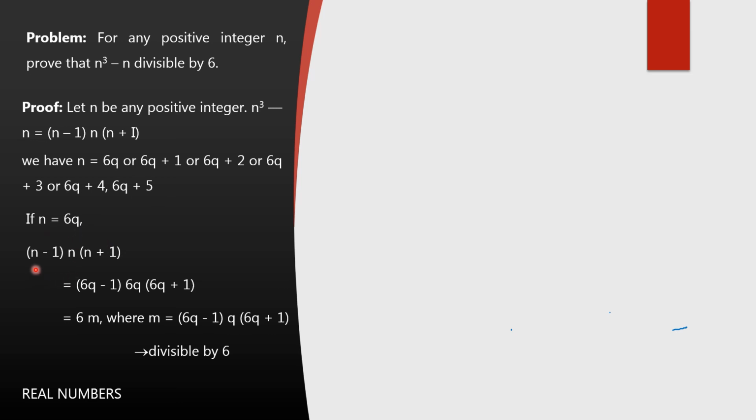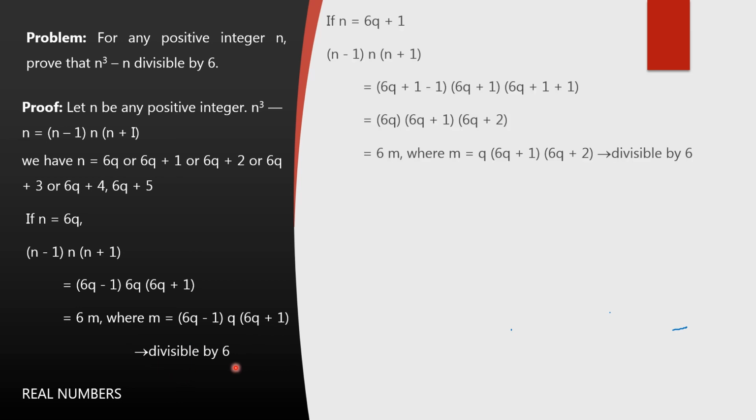That means n minus 1 into n plus 1, just simply substitute n is equal to 6q. 6q minus 1 into 6q plus 1. Now this 6 I am writing at the start, 6 into m, where m is the remaining portion except 6. So 6q minus 1 into q into 6q plus 1. No need to simplify this. This is in the form of 6m, that means divisible by 6.